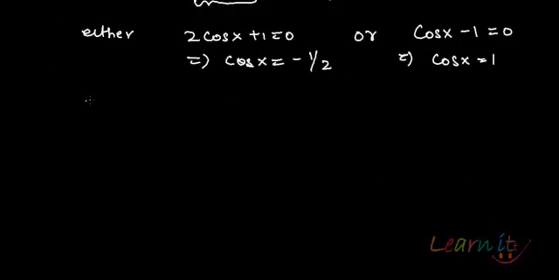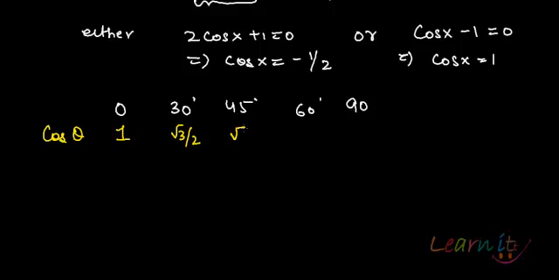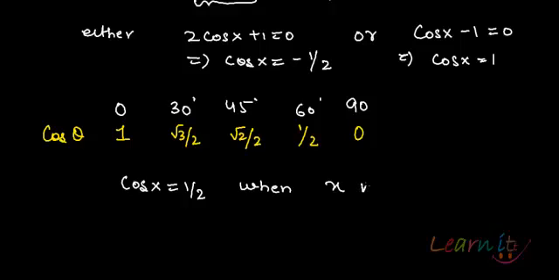Okay. Now, the values for cos for the major angles 0, 30, 45, 60, 90: cos theta starts with 1, then it is root 3 by 2, then root 2 by 2, then 1 by 2, and then it is 0 at 90, right? So these are the values that cos takes for 0 to 90 degrees. So when is cos x half? Cos x equals half when x is 60 degrees.